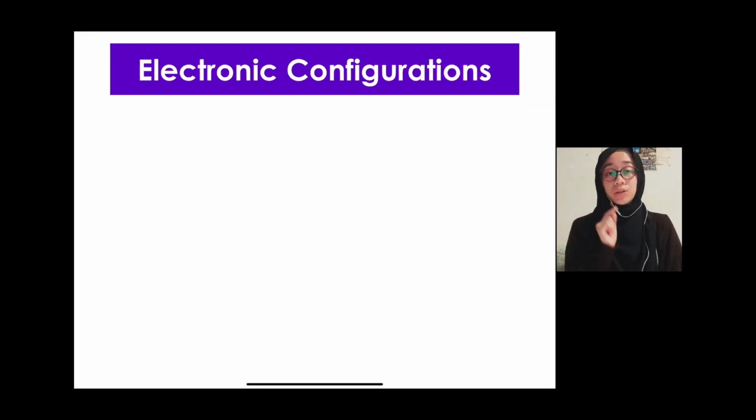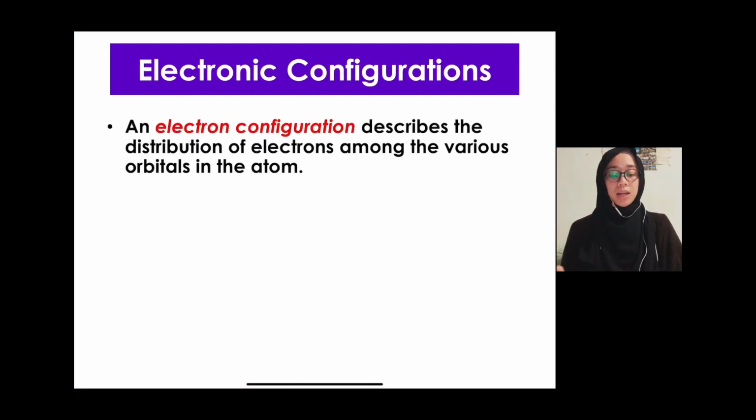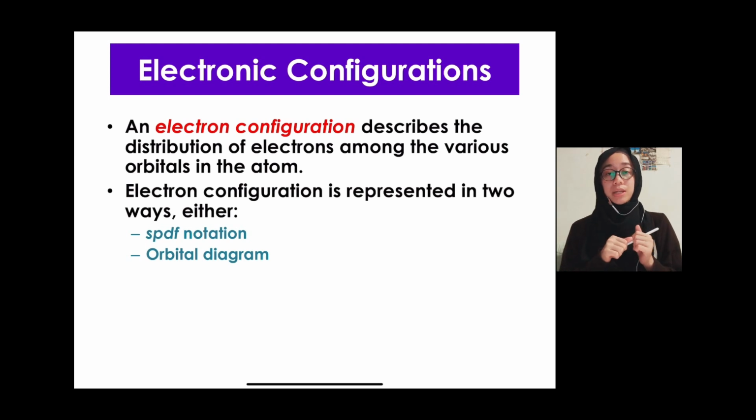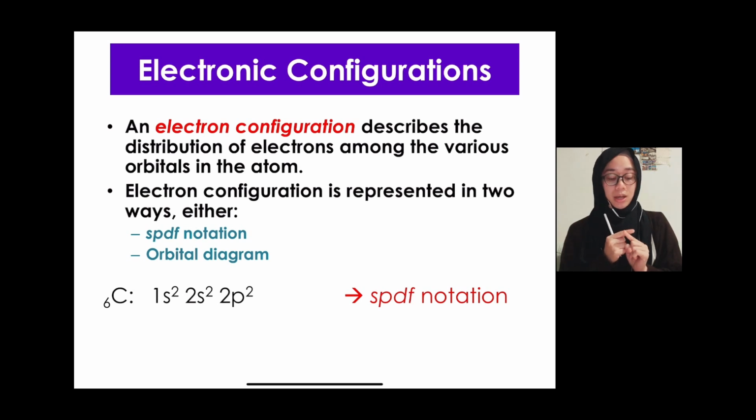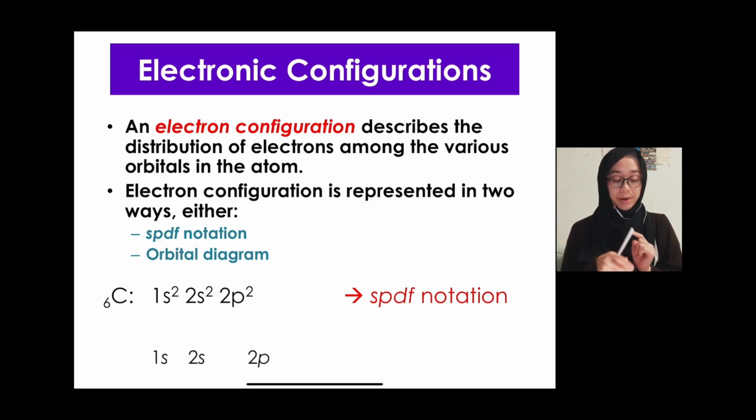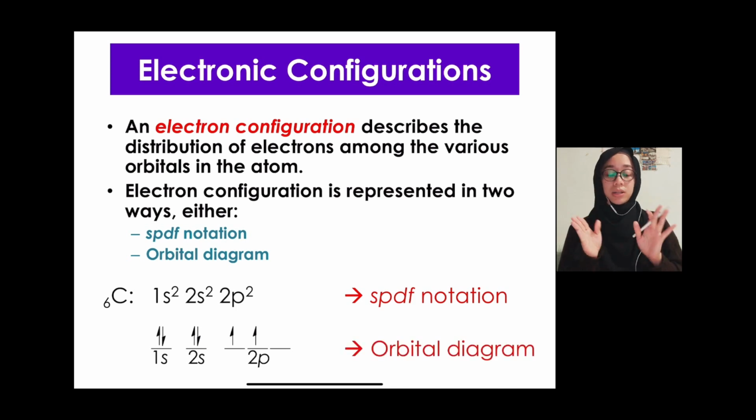So what is actually electronic configuration? An electron configuration describes the distribution of electrons among the various orbitals in the atom. By now you should know that there are many orbitals, starting from 1s, 2s and so on. There are two ways to represent the electron configuration. One way is SPDF notation, just like this one right here. Then there's another one which we call the orbital diagram. Later on kita akan tengok on how to write this electronic configuration here. But first, let's learn about the three rules and principles.